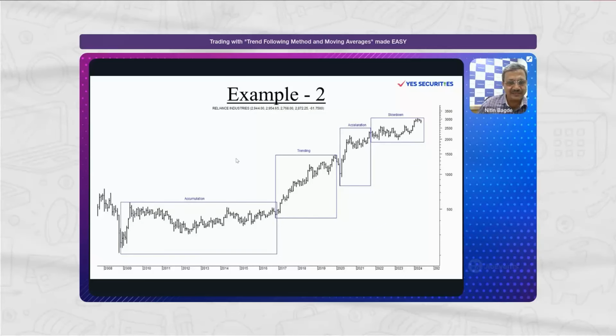Once accumulation completed in Reliance, you can see the trending phase starts. There are small pullbacks, very small pullbacks. And in acceleration, there is no pullback. The price moves straight in line. Currently, I believe the slowdown period is continuing.